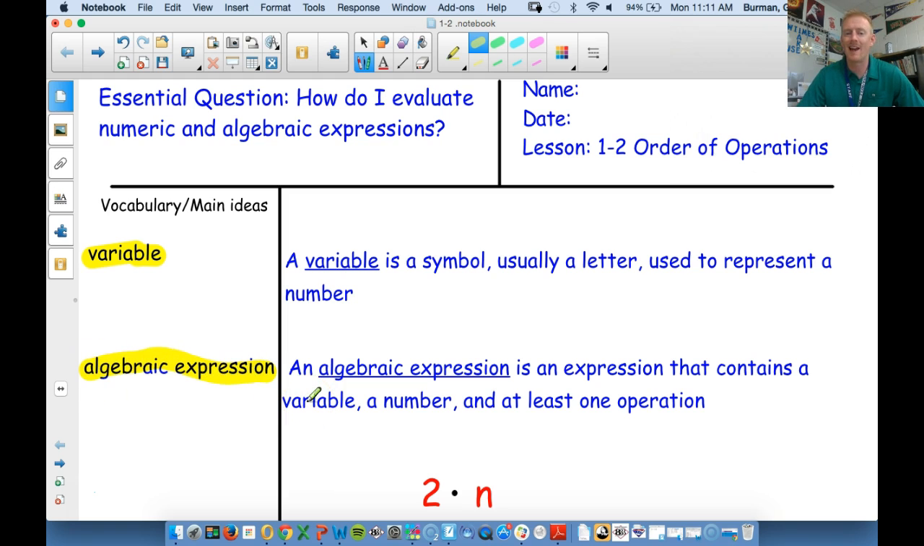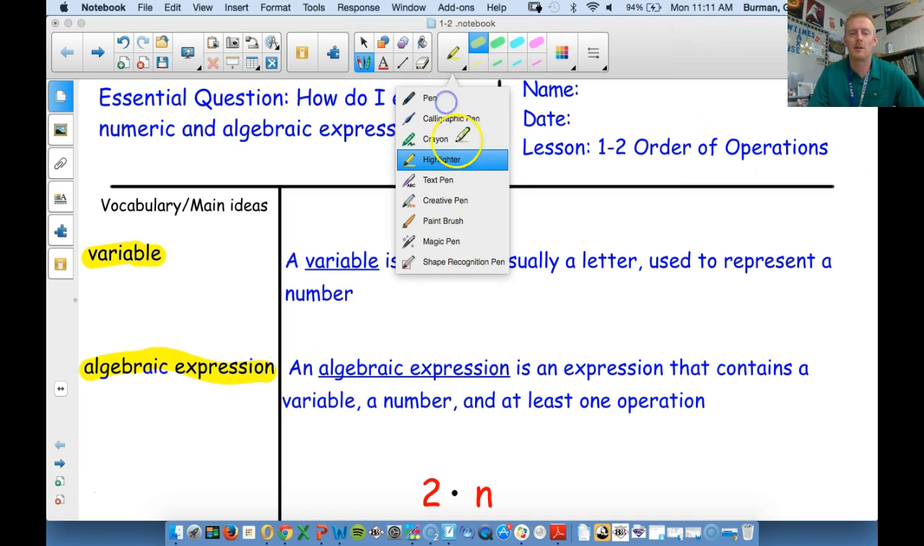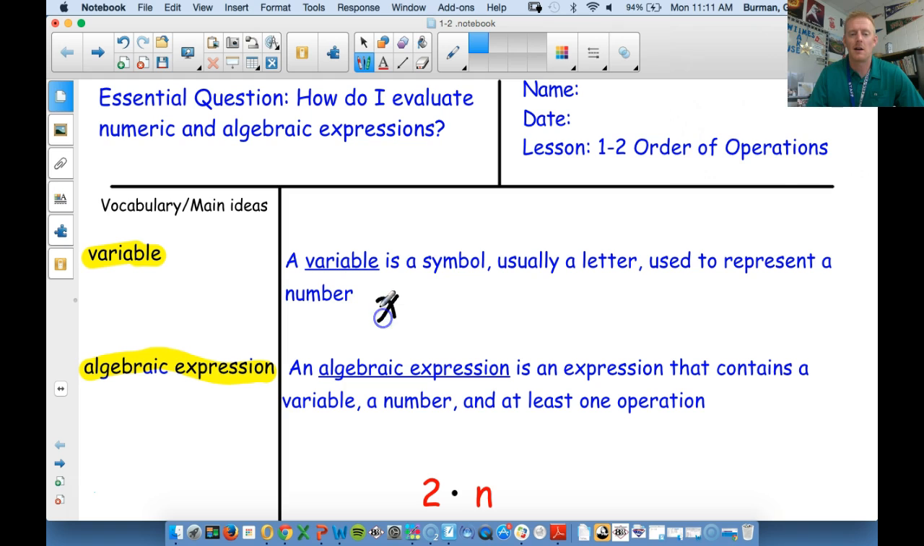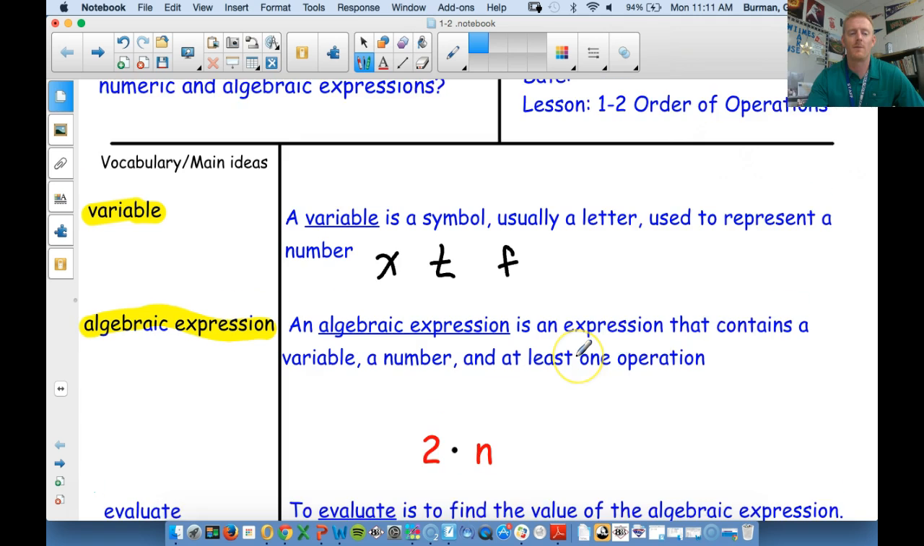So a variable is any symbol. It's usually a letter, and it's used to represent a number. So that's like an X, or maybe a T, or maybe it's an F. Whatever it might be, it's a letter that represents a number, and it could represent any number that we have.